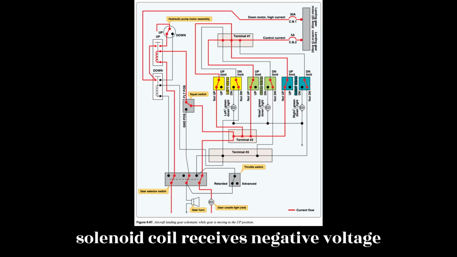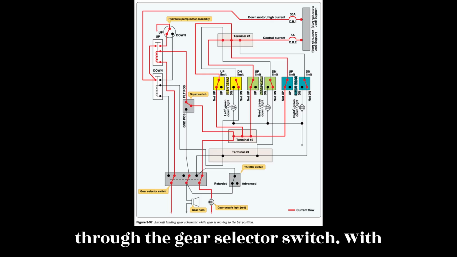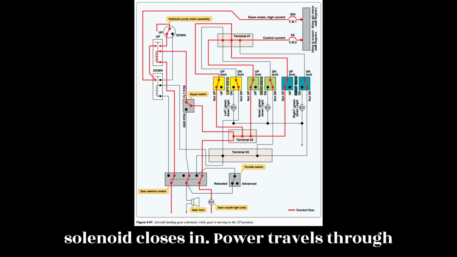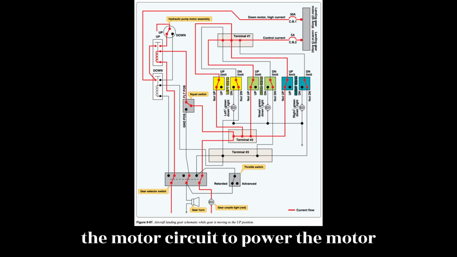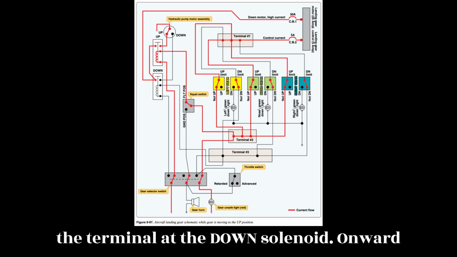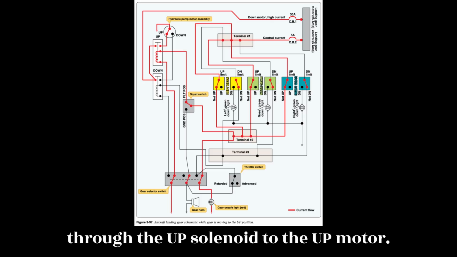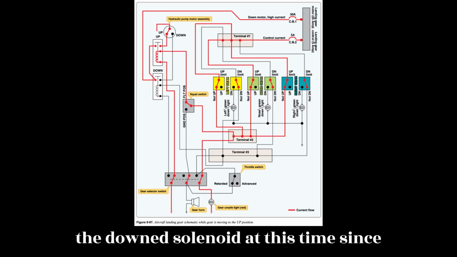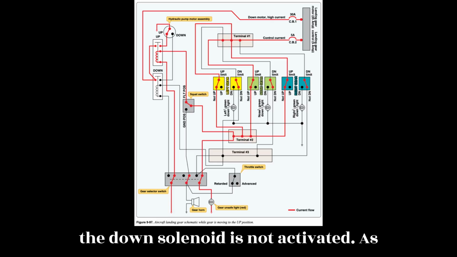The up solenoid coil receives negative voltage through the gear selector switch. With the up solenoid coil activated, the up solenoid closes and power travels through the motor circuit. To power the motor, current leaves the bus through CB1 to the terminal at the down solenoid onward through the up solenoid to the up motor. Remember, current cannot travel through the down solenoid at this time since the down solenoid is not activated.